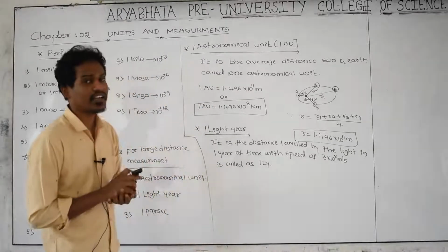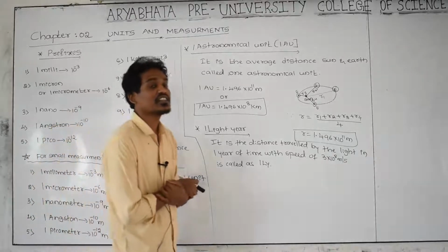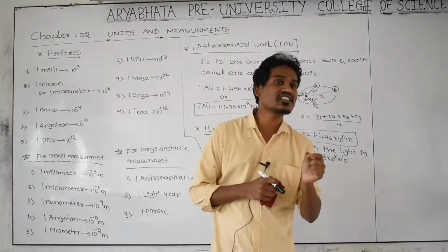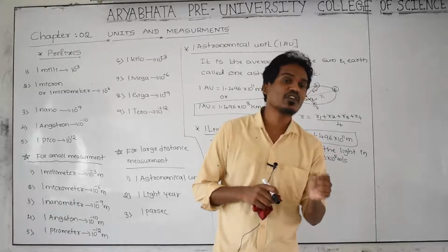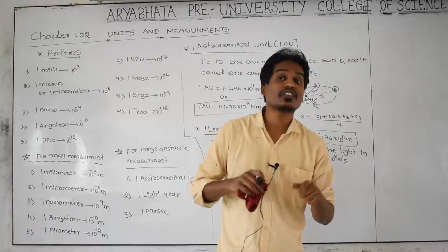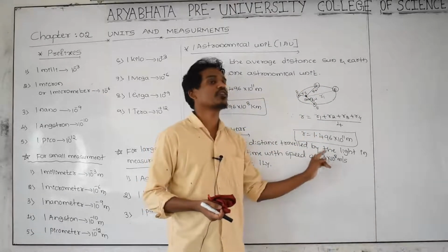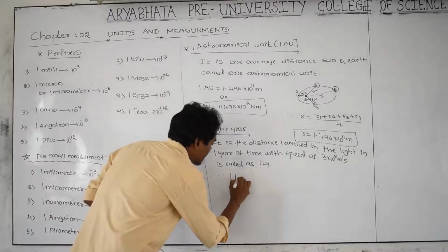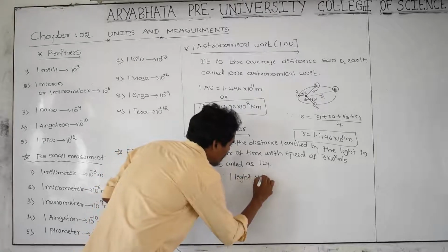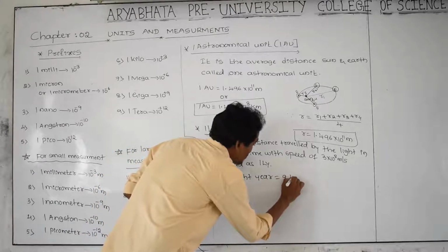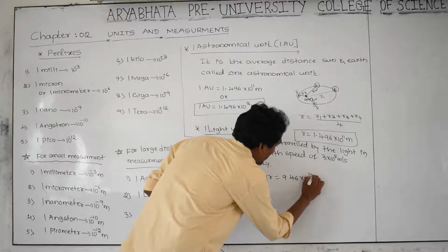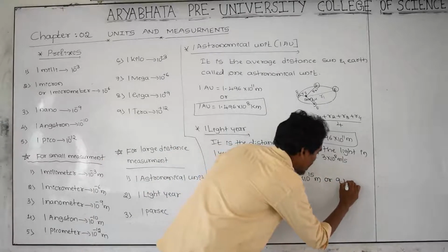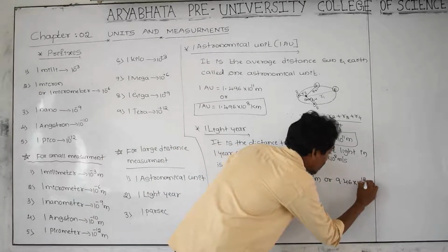That distance we are going to call 1 light year. What is the definition of the light year? The light year is the unit of distance. What is it indicating? It is the distance traveled by the light in 1 year of time with the speed of 3 into 10 to the power 8 meter per second. Therefore, 1 light year is equal to 9.46 into 10 to the power 15 meter, or in terms of kilometer, 9.46 into 10 to the power of 12 kilometer.